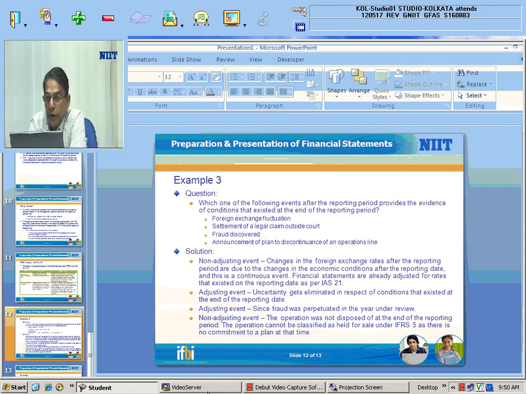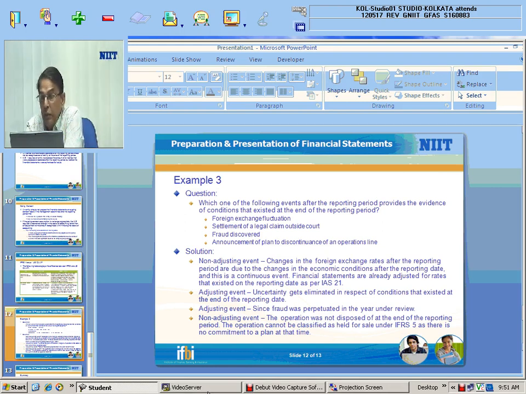Financial statements have already been adjusted for rates that existed on the reporting date as per IAS 21. As per IAS 21, we talked about the translation, reporting currency, and foreign currency. So financial statements are already adjusted for exchange rates that existed on the reporting date. This post-balance sheet event of foreign exchange fluctuation is a non-adjusting event.